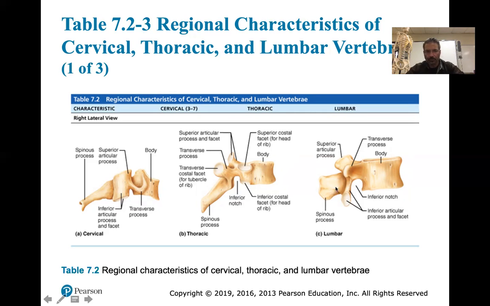Now the lumbar, if you look at the lumbar, you can see this here. But I want you to look at how thick that is. It's very, very short and very, very thick. And then the facets are designed for certain specific motion there.